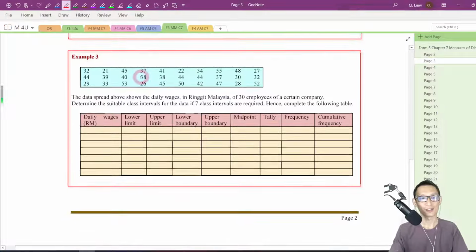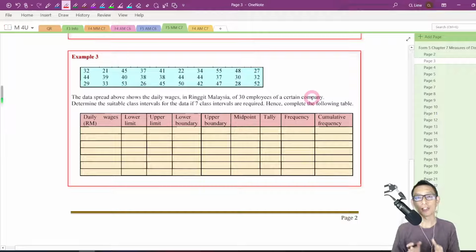Now, let's look at this example. Here we are going to learn what is lower limit, upper limit, lower boundary, upper boundary, how to calculate the midpoint for every class interval, and also what is cumulative frequency. The data spreads above show the daily wages in Ringgit Malaysia of 30 employees of a certain company. Determine the suitable class interval for the data if 7 class intervals are required. So we want to group it into 7 different classes. Hence, complete the following table.